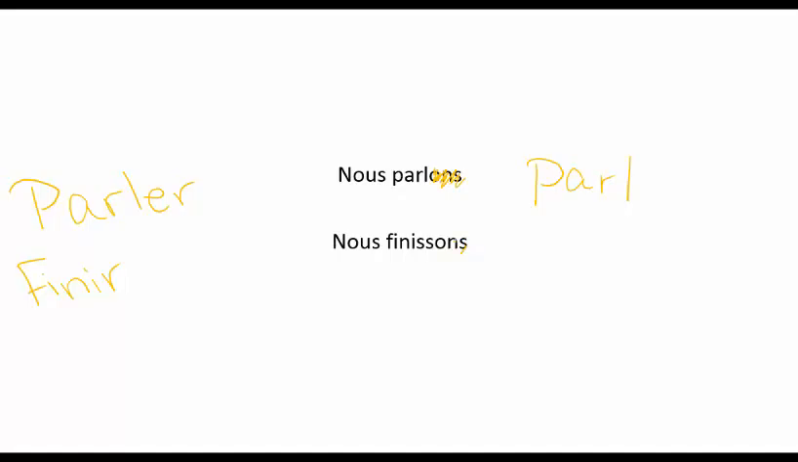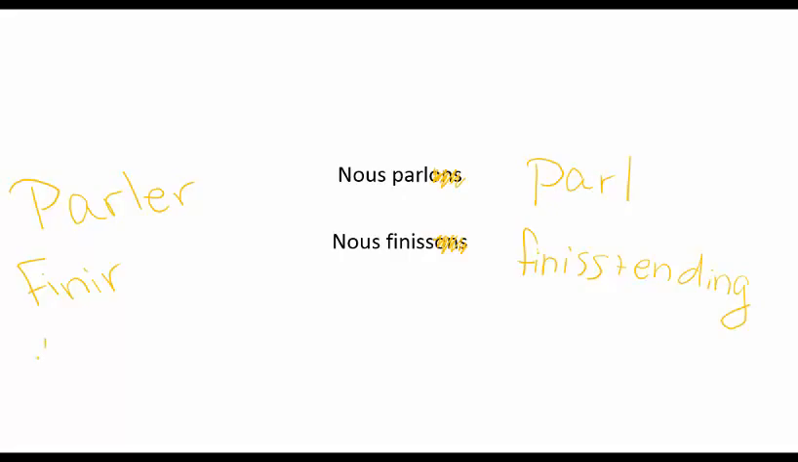So a couple examples. First example, we'll start with parler, a nice ER verb. So with nous, it's nous parlons. We'll take off the ONS, and then your stem becomes parl. Now this looks pretty simple with regular verbs, but it'll get a little bit trickier with irregular verbs later on. So our next example is finir, and with nous, it's nous finissons in the present tense, so we'll take off just the ONS, and our stem is finiss. And then we add the ending later on, which I'll show you in a moment.